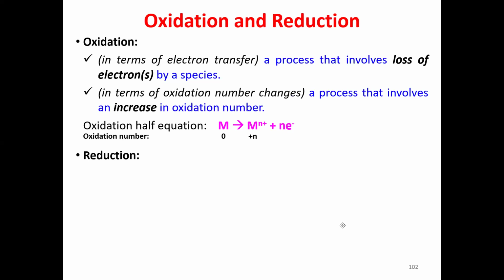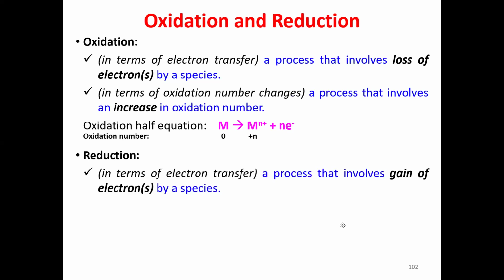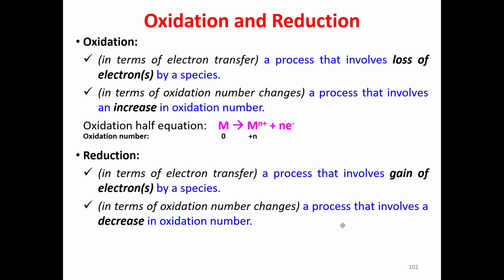And then look at reduction. What is reduction? Reduction is the process that involves gain of electrons by a species. In terms of oxidation number, it is a process that involves a decrease in oxidation number. Now look at this reduction half equation. When you make a reduction equation, you will show electrons on the left hand side.